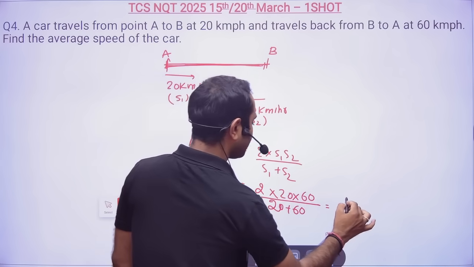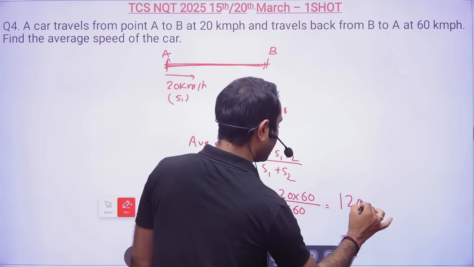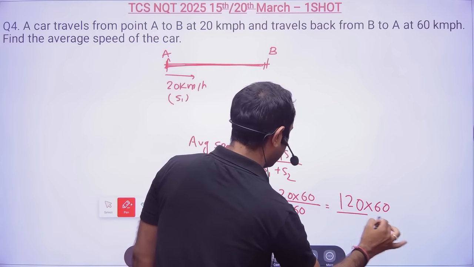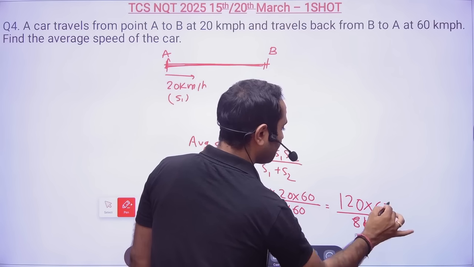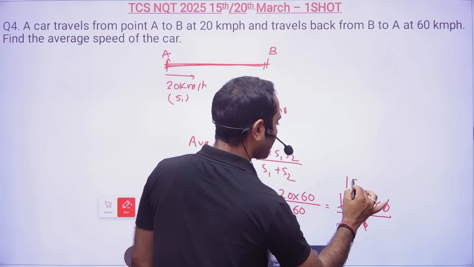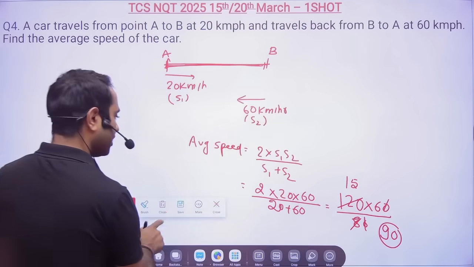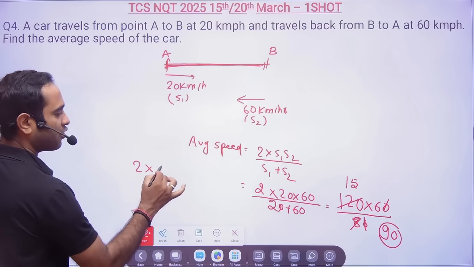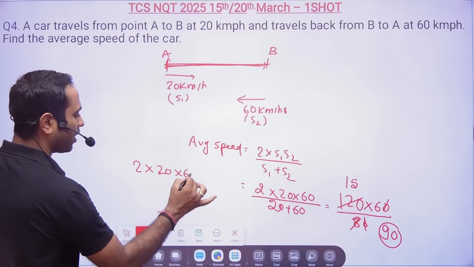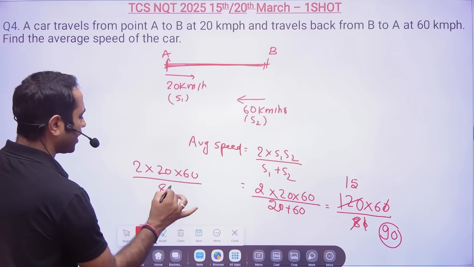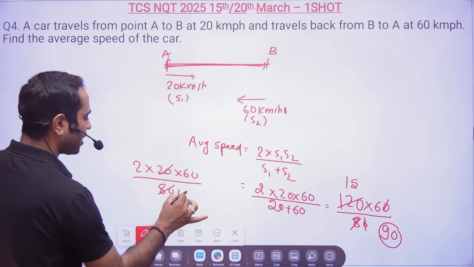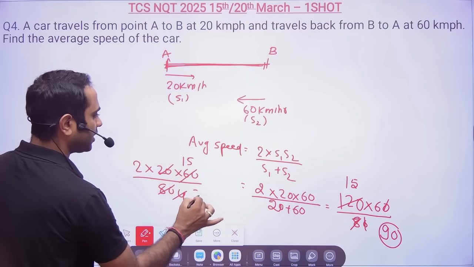So 2 × 20 is 40, into 60 by 80. So 8 × 15 will be 120, 15 × 6 will be 90. Correct? See, you could have also done it without multiplying, however you want to do. These are just calculations, you can do it, right? So 24 by 4 is 6, 15 × 2 is 30 km per hour.